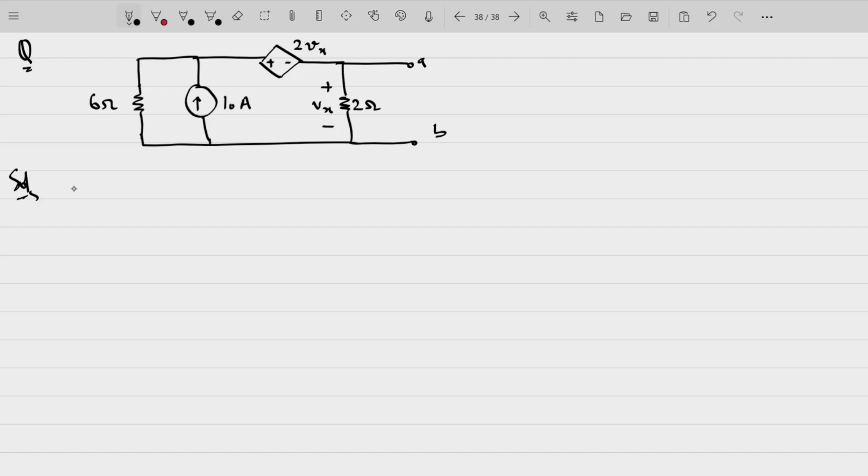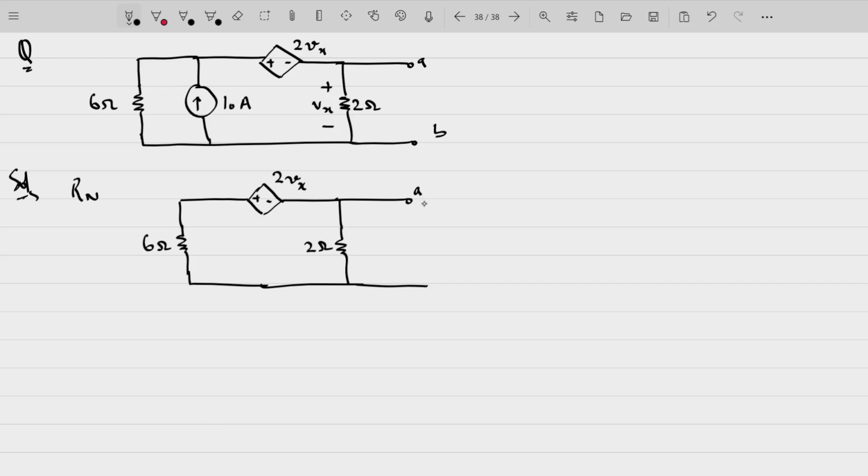First of all, you have to find out Rn. Rn वैसे ही निकालना है जैसे Rth आपने निकाला for the Thevenin equivalent circuit with a dependent voltage source. That means you have a 6 ohm resistance here. 10 ampere current source वो open हो जाएगा. डिपेंडेंट वोल्टेज सोर्स ऐसे ही रहेगा, प्लस माइनस 2Vx. This is 2 ohms here.